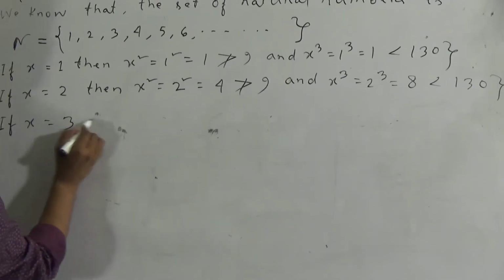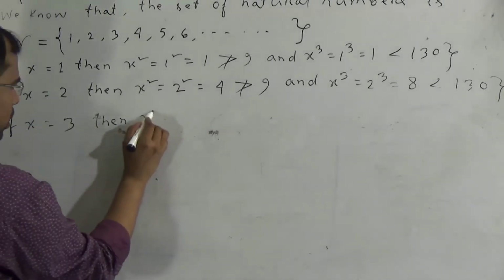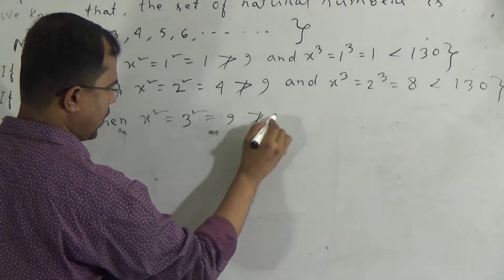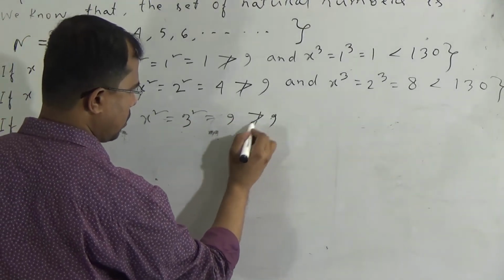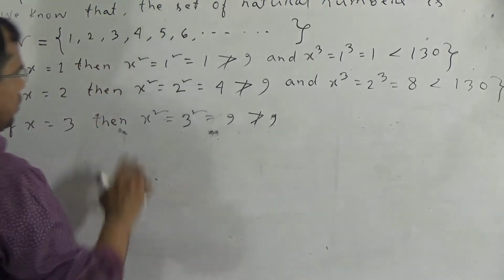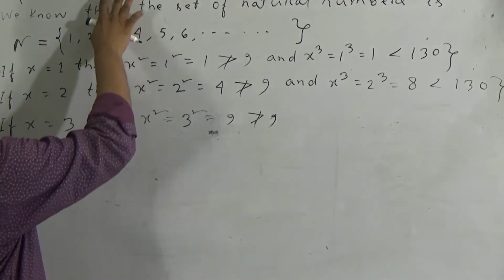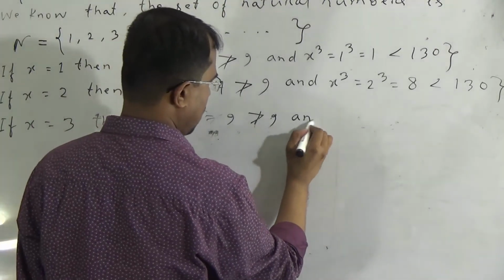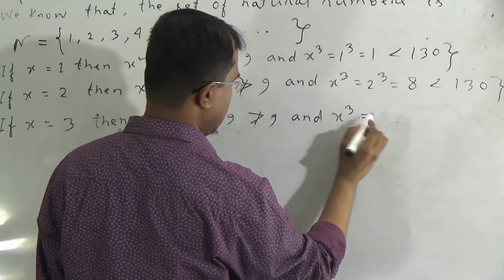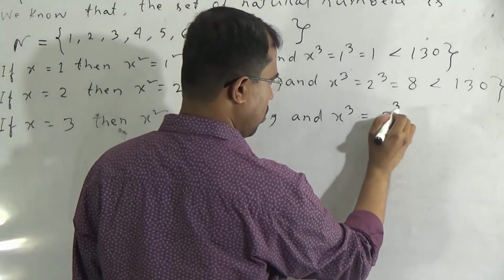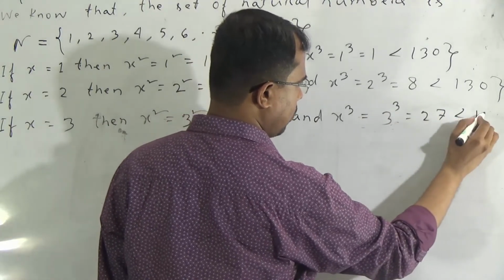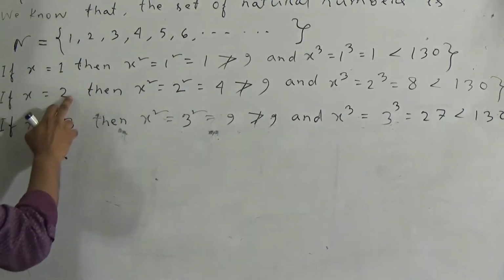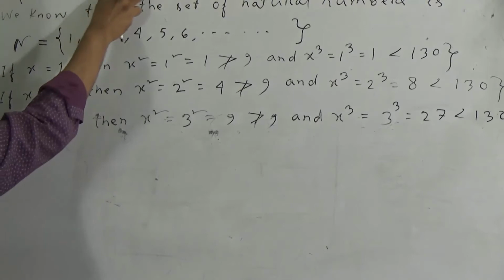If x equal to 3, then x square equal to 3 square equal to 9. 9 is not greater than 9. 9 is equal to 9, but it is not greater than 9. So this element also doesn't follow this condition, but it will follow this condition. And x cube is equal to 3 cube. 3 cube is equal to 27, which is less than 130. So we cannot take 1, 2, 3 as the elements of this set.